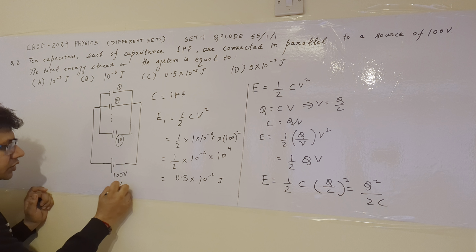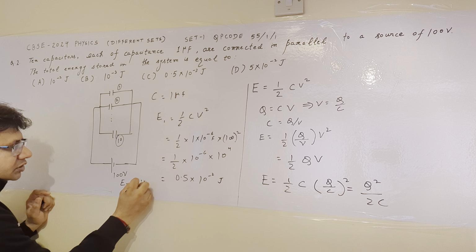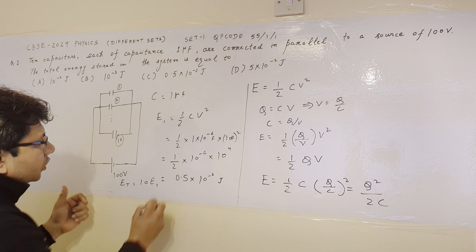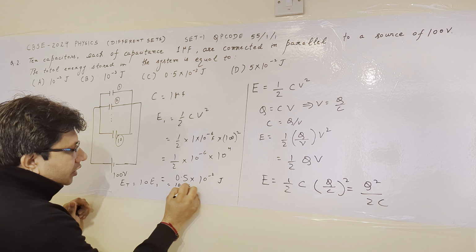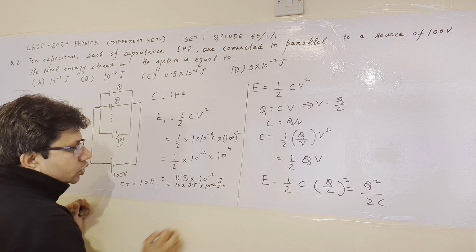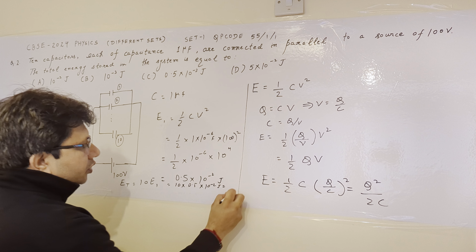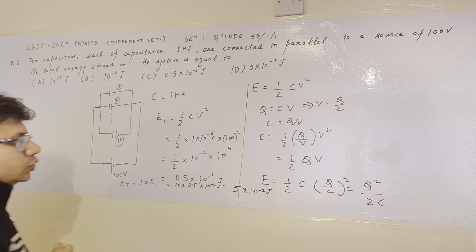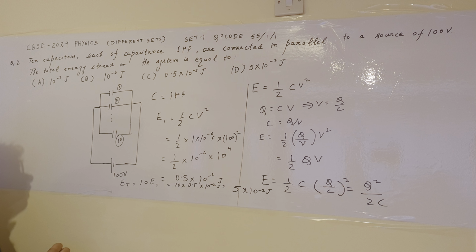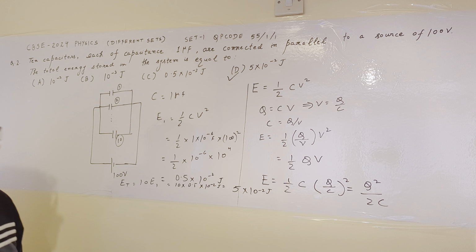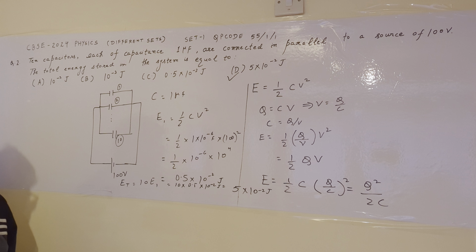So the overall energy, that means the total energy of the system, is 10 times the energy in a single capacitor. So this value comes out to be 10 multiplied by 0.5 into 10 to the power minus 2 joules. So this value comes out to be 5 into 10 to the power minus 2 joules. So 5 into 10 to the power minus 2 joules is the total energy of the system, which is given in option D. So option D is the correct option. So hope you understand this problem.